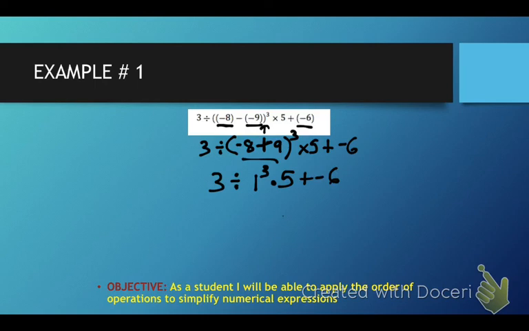What do we do next? Well, we divide. 3 divided by 1. Well, sorry, we don't divide. I apologize. We do our exponent first. 1 cubed. What's 1 cubed? Well, 1 times 1 times 1 is just 1. So we have 3 divided by 1 times 5 plus a -6.